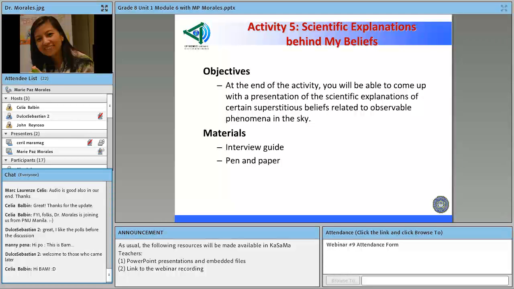this activity can be a performance task of the students, wherein they are to come up with two things. One is an interview guide, and the other one is an explanation of most of the superstitious beliefs that most people in their locality have. What are these? These are about why the sky is blue, why we have red sunsets, and why we have rainbows. So to check or to give a rating, you may use the rubric scoring guide found in the learner's material, which is on page 111.